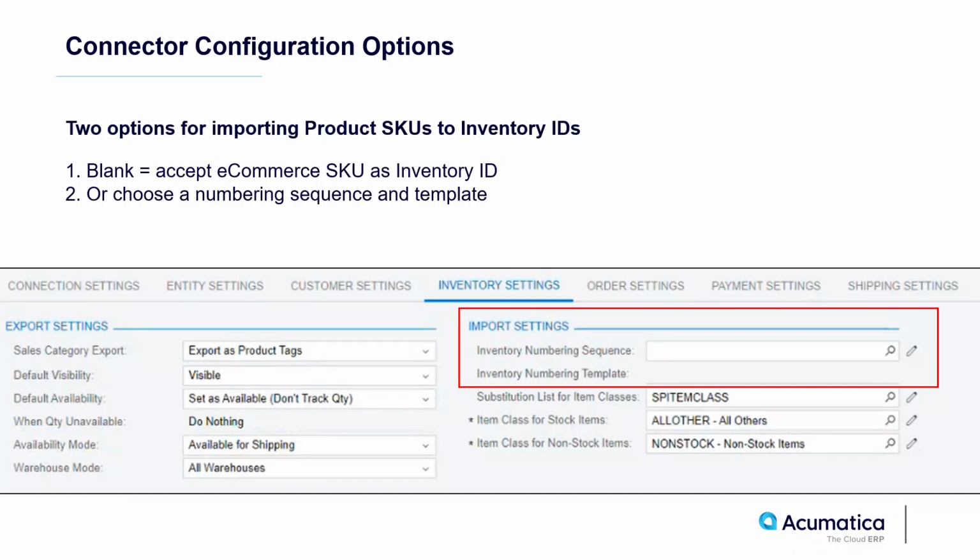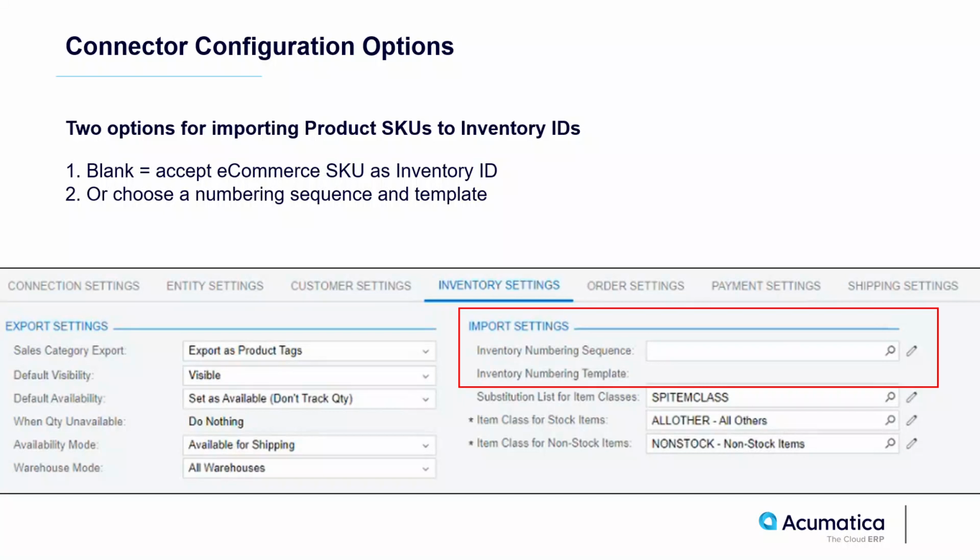Well, there's two different options for this particular configuration. First, you can just leave these fields blank, right? If you know all of my e-commerce items have SKUs associated with them, and I want to maintain those SKUs, well, you can leave those fields blank, and then the system will import those products and just inherit the SKU from the e-commerce platform. The other option is to set up a numbering sequence with a numbering template.